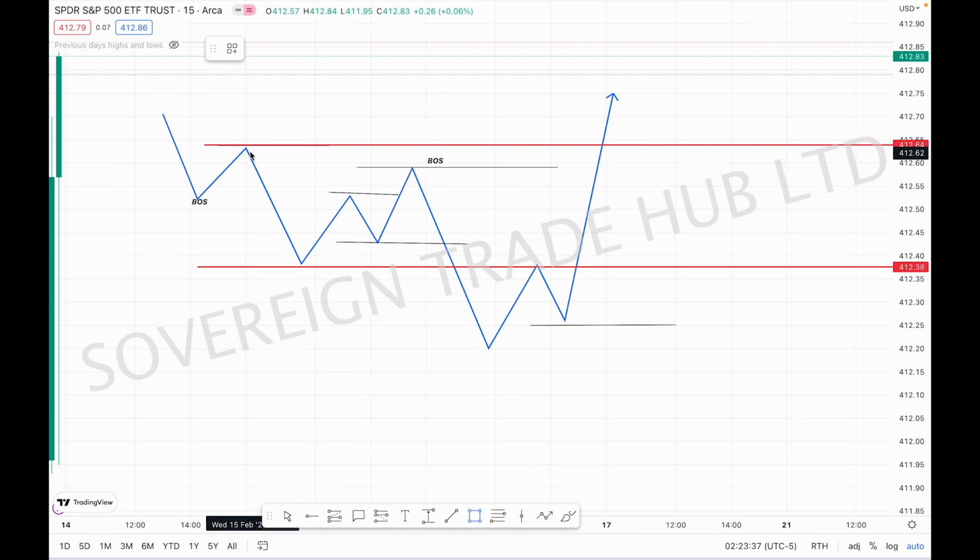Now, let me mark out zones now. If you pull out this now, you notice something. What did you notice here? This is a supply level.